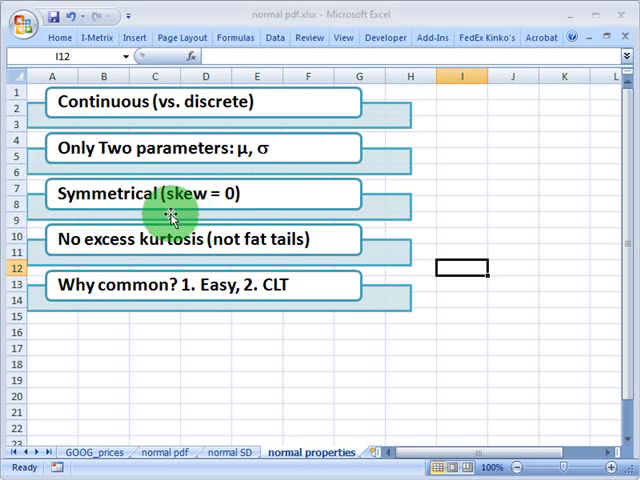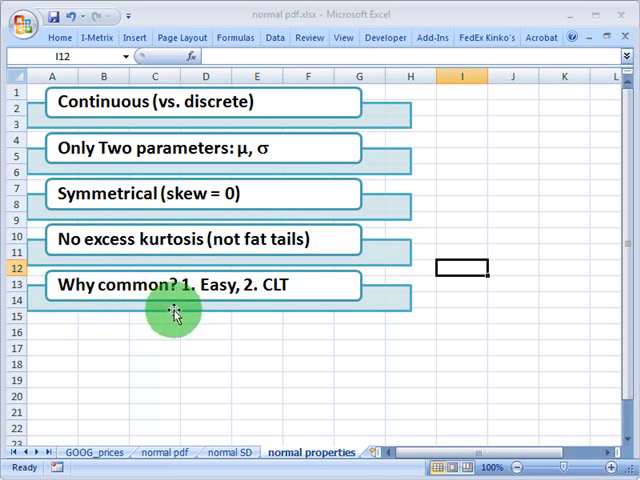Third, we say the normal is symmetrical. Technically it has a skew of 0. Fourth, we say there is no excess kurtosis. There are no fat tails. The kurtosis, therefore, on the normal is going to be 3. So we say the kurtosis is 3 or the excess kurtosis is 0. Same thing. Why is it so common?